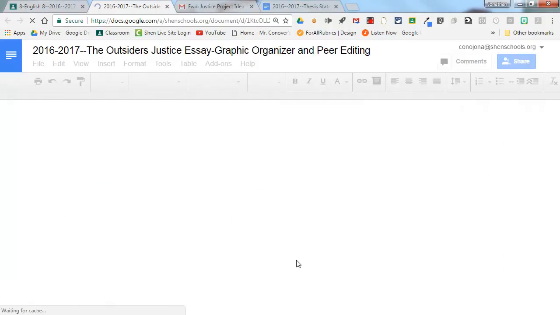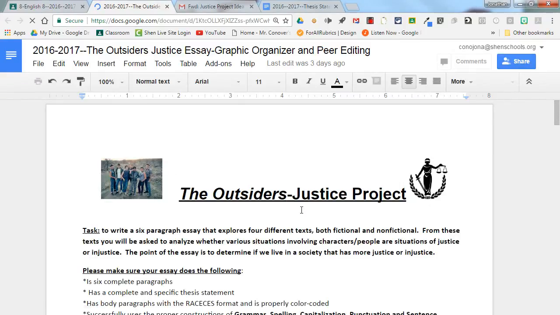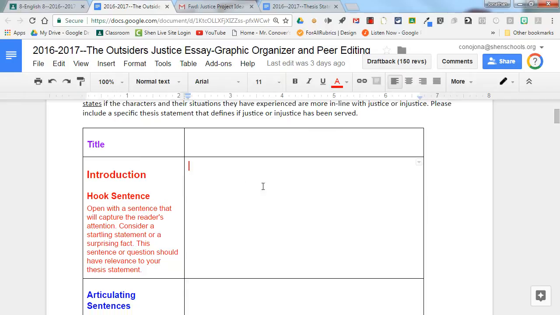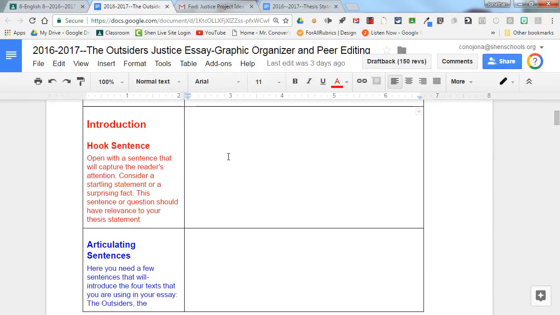So just to show you what it is first, I want to give you a little overview of it. If you look here, it is the Outsiders outline. At the top of each, it gives the objectives of what you're supposed to do. And you are supposed to write in this, and of course color code it with the same colors that we have. For our introduction, for example, it tells you the hook sentence. You write your hook sentence here.